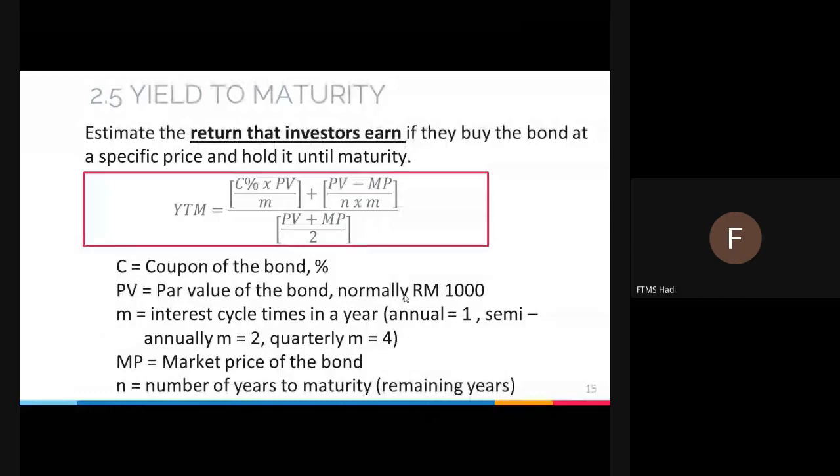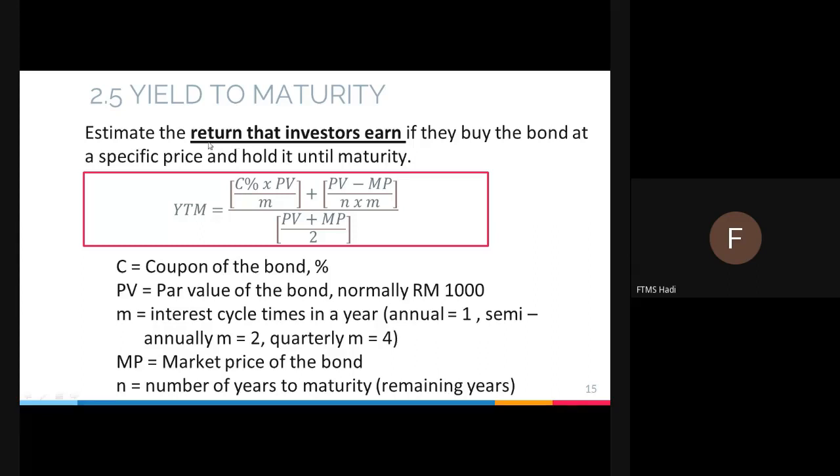Okay, the second part will be yield to maturity. Okay, hold on a second. All right. Yield to maturity. What does yield to maturity mean?